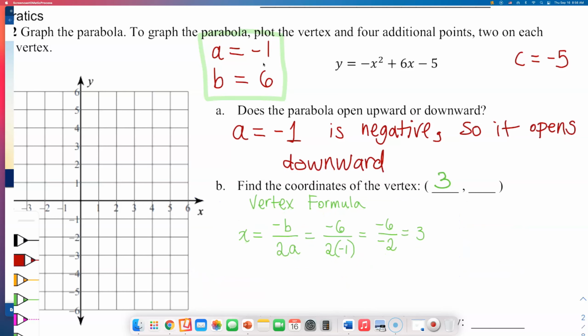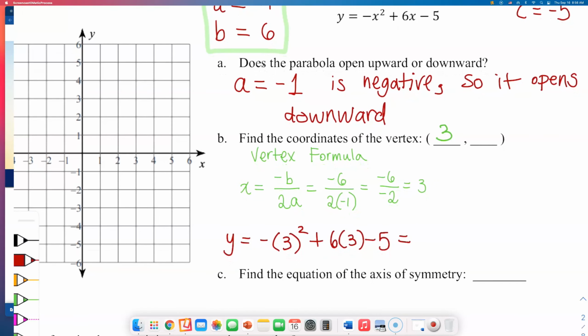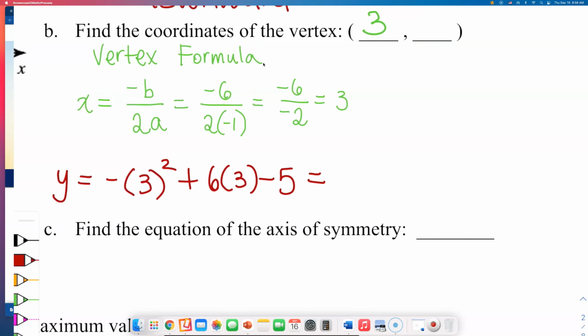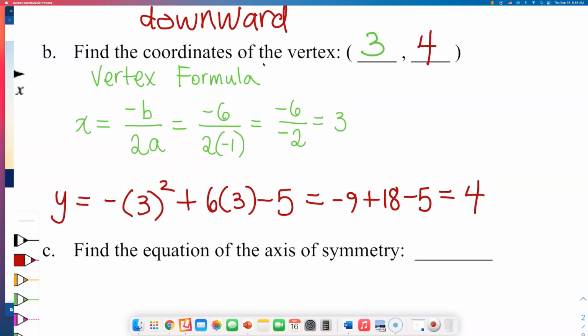Okay, to find y, plug in that x value that you just found into the function. Because the vertex formula will only get you the x coordinate of the vertex. So if you want to find the y, just plug in that x that you got into the function. If I evaluate this, I will get -9 plus 18 minus 5. That is 9 minus 5, so I will get 4. So we have a vertex at 3, 4.